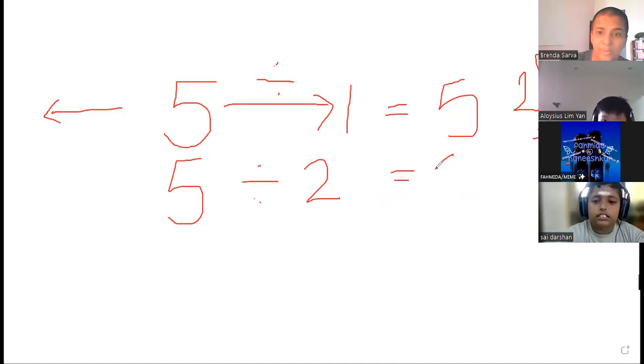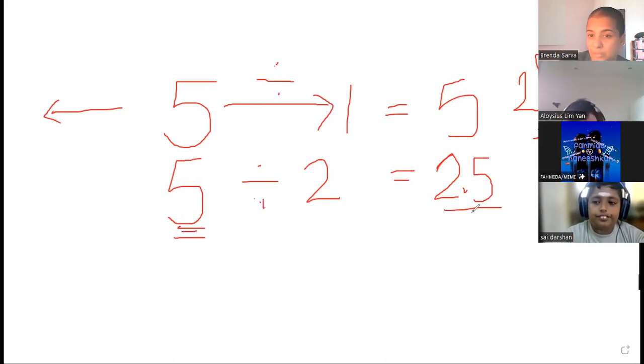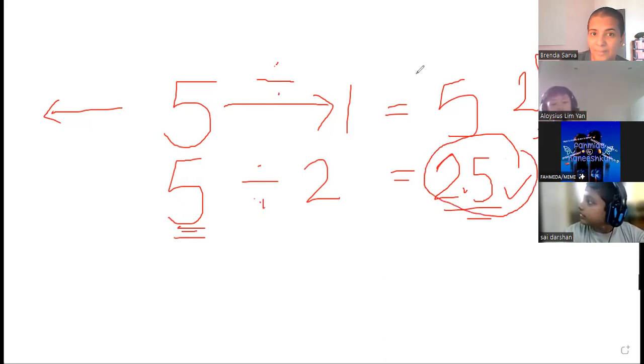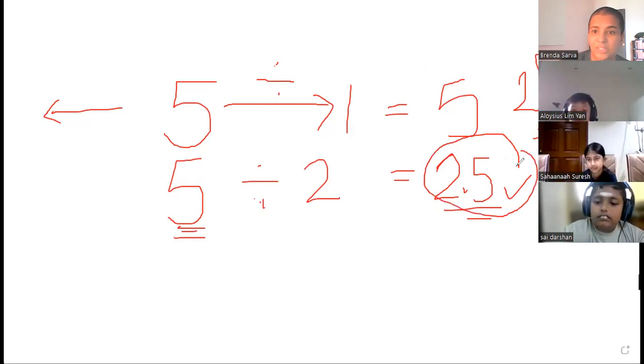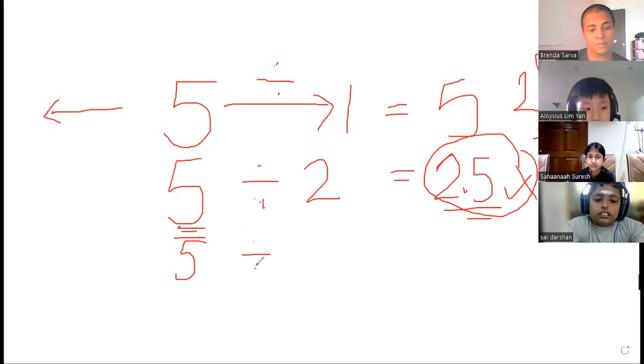Yes, we get a decimal point. Exactly, it's 2.5. In other words, you have 5 ringgit. Money makes it easy, right? 5 ringgit divide by 2. You're going to get 2 ringgit 50 cents. Do you understand that? Okay, easy. But is this a whole number? No, it's not a whole number. It's a decimal number.